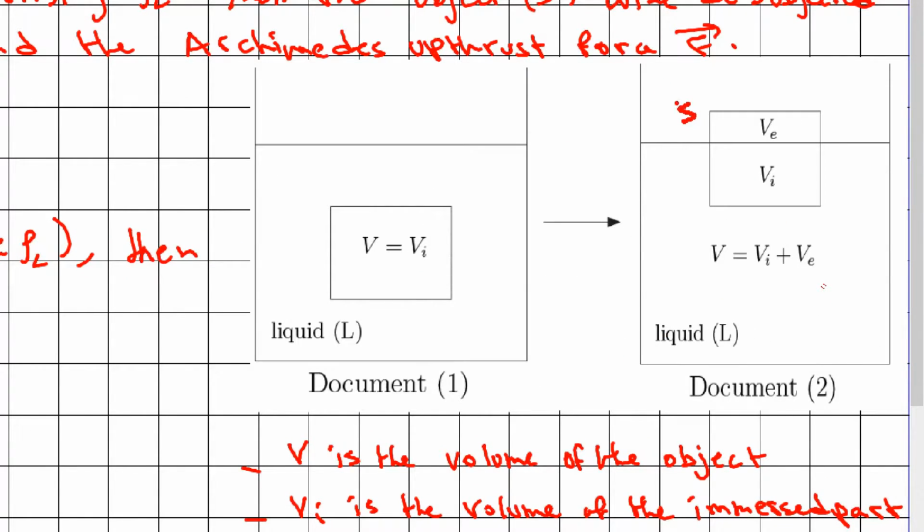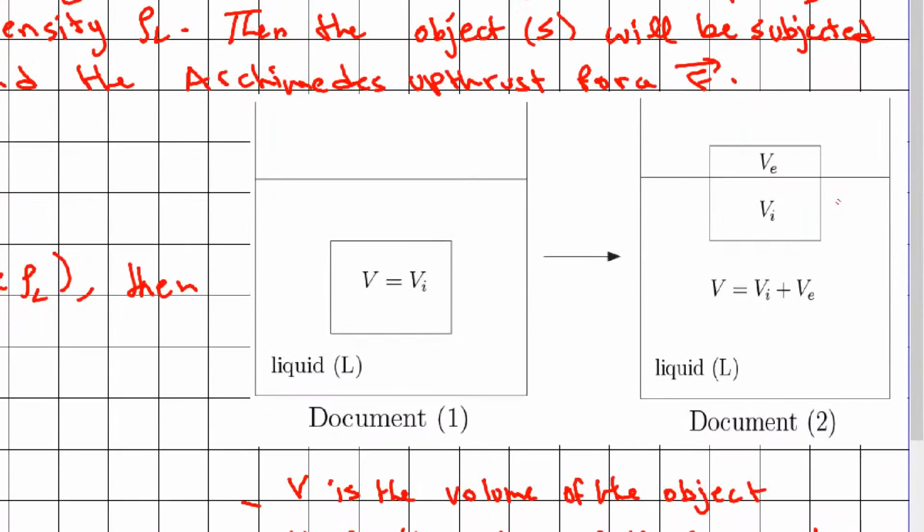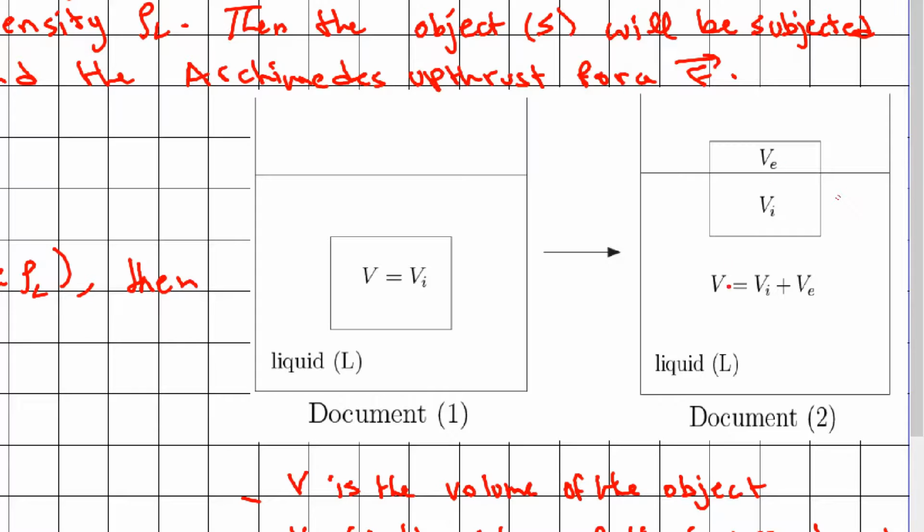So now after the solid S reaches the top, it's floating at the surface of the liquid. When it's completely immersed, the volume V is equal to the volume Vi. When it reaches the surface, this represents the volume of the immersed part, and this is the volume of the emergent part. We know that V is equal to Vi plus Ve. This is a linear equation. So for example, if we know the volume V and the volume Vi, we can determine Ve, because this is a linear equation with one unknown.